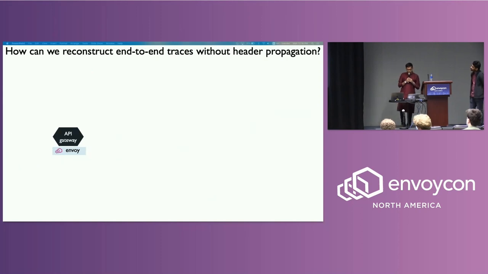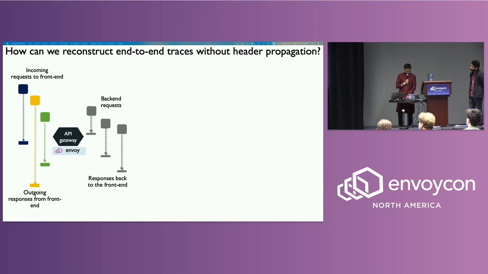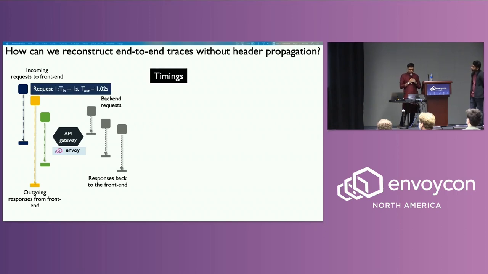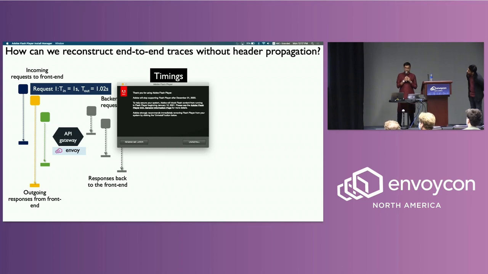So how can we reconstruct end-to-end traces without header propagation? Let's say there are three incoming requests to the API gateway, along with the responses that were sent out for each of these requests. And as before, there were some backend requests made by the API gateway. For each request, the span level information tells us the time at which that request was received and the time at which the response for that request was sent out.